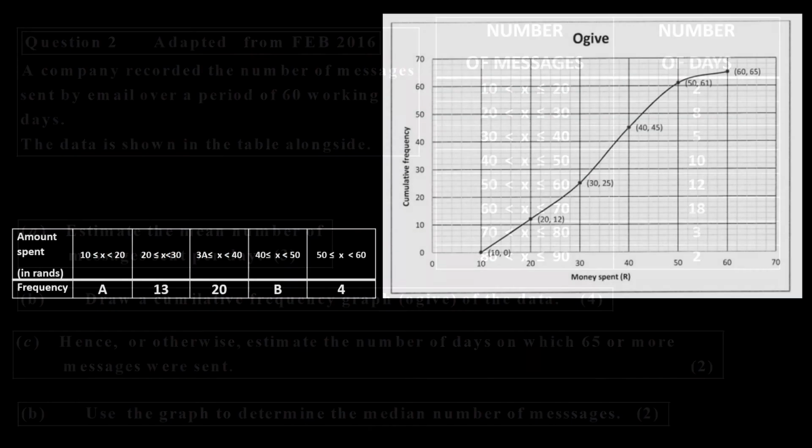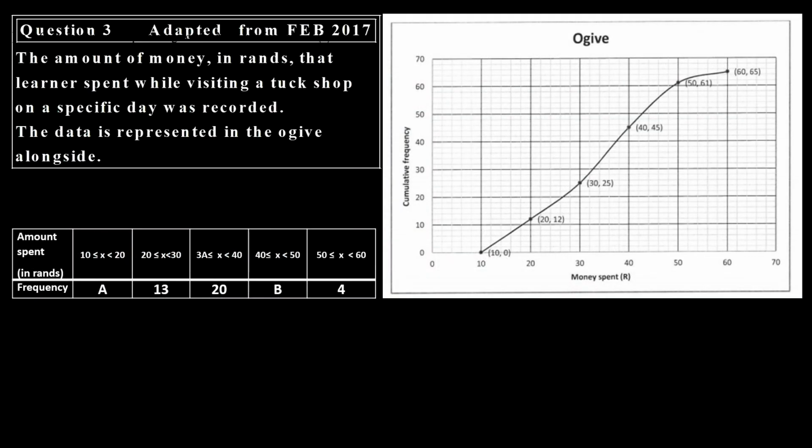Okay. Then let's look at the third question. It comes from February 2017. Here they give us an OGIVE. So the OGIVE is drawn and they give you a frequency table. But you can see there are two values that are not known. There's an A for the first interval. The frequency is not known. And for the fourth interval, the frequency is also not provided.